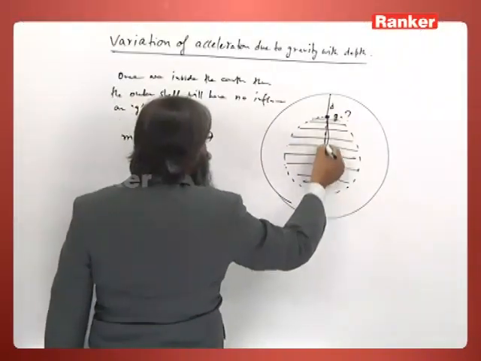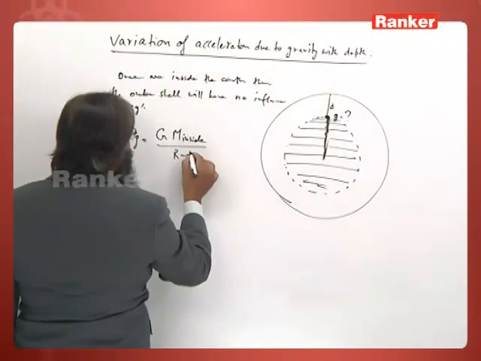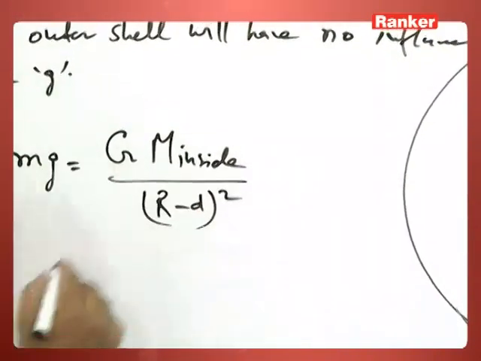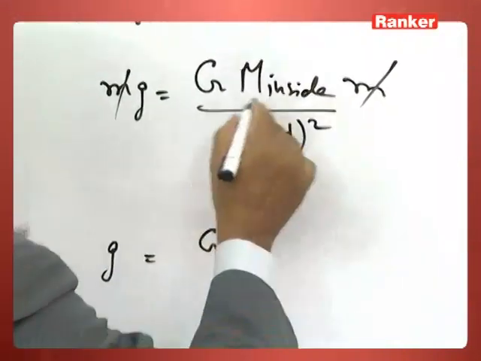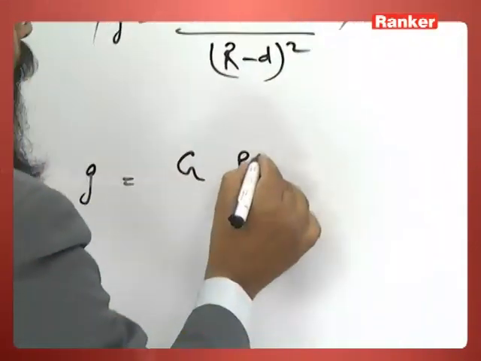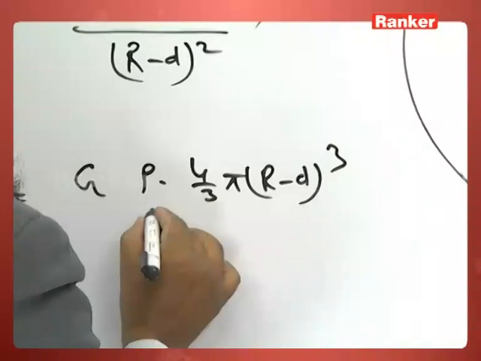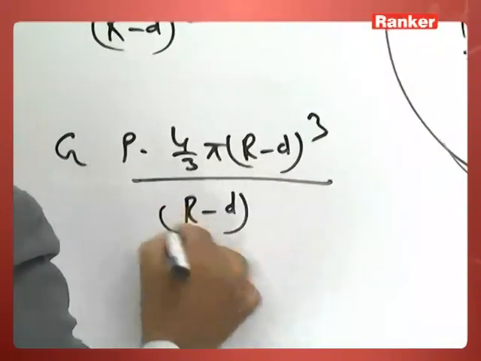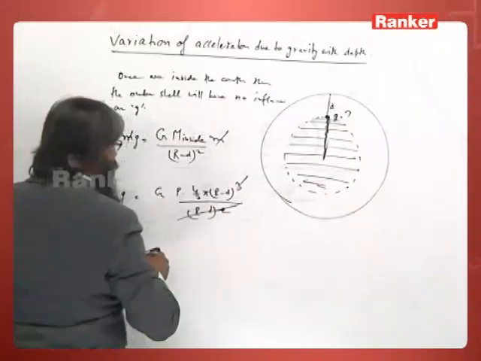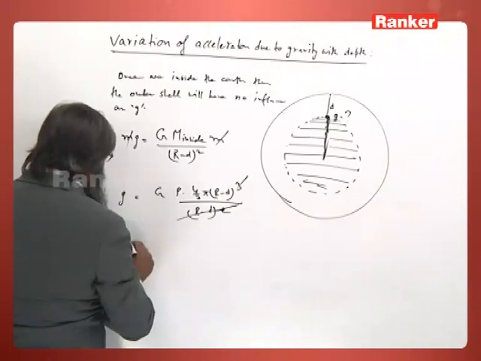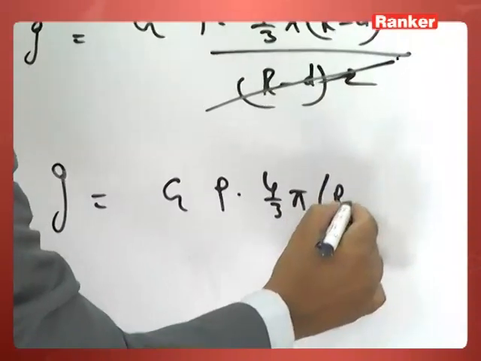So, we will write this m inside, divided by this distance squared. So, this distance becomes how much? r minus d, whole square, into m. So, this m cancels. We have g, mass inside is rho into 4 by 3 pi (r minus d) whole cube, over (r minus d) whole square. So, this term will get cancelled with this, and the only term left will be G into rho into 4 by 3 pi (r minus d).